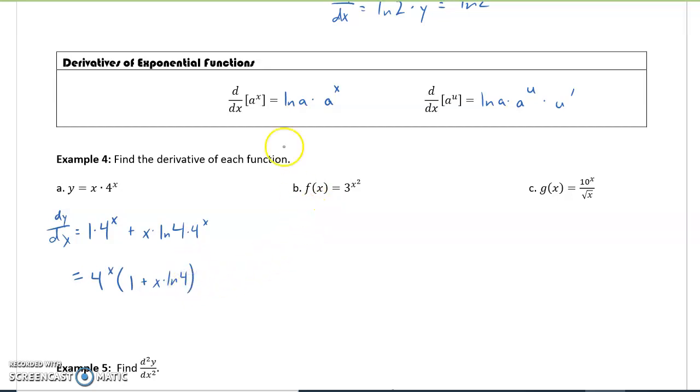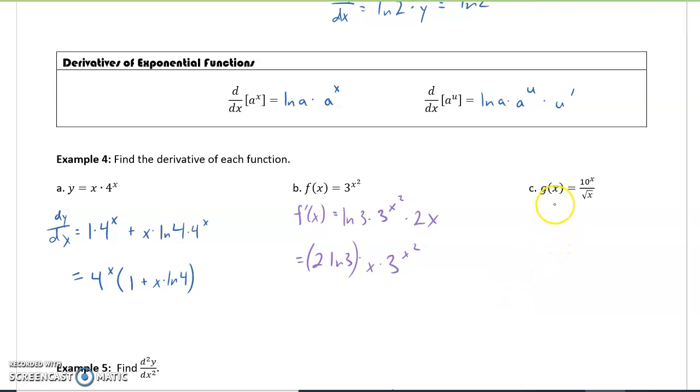Same deal here. This time we've got a composition instead of a product, so we're using the chain rule. So derivative of 3 raised to the u is going to be natural log of 3 times 3 to the u. And don't forget the chain rule, so multiply that by 2x. Or if you prefer, 2 times the natural log of 3 times x times 3 raised to the x squared. And you can organize this however you feel fit.